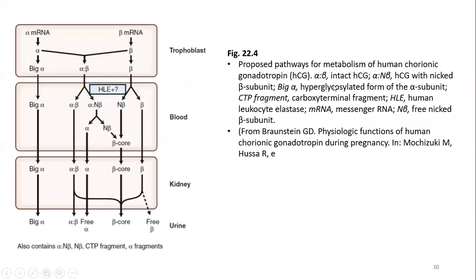And these are the proposed pathways for metabolism of human chorionic gonadotropin. The alpha and beta subunits together form the intact HCG. Then beta subunits can also circulate as an isolated subunit, and it undergoes further degradation to form certain products, which is known as the nicked HCG. The alpha subunit can also undergo glycosylation to form the big alpha, which is the hyperglycosylated form of the alpha subunit, and the CTP fragment, the carboxy terminal fragment. So all these are actually the various degradation products of HCG.